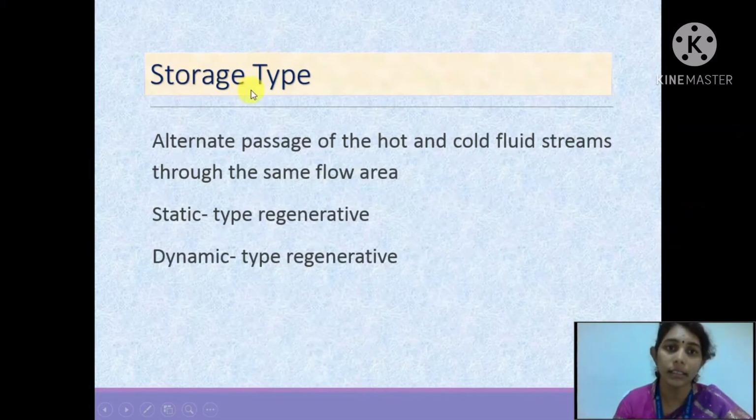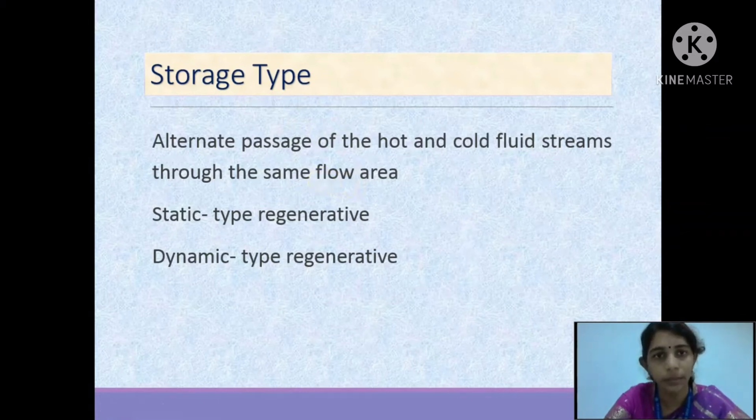The next is the storage type heat exchanger. In a storage type heat exchanger, there will be a porous matrix. Alternately, the fluid will be allowed to flow through the matrix. Initially, the hot fluid will flow through the matrix and then the cold fluid will flow through the matrix. When the hot fluid flows through the matrix, what happens? It will release the heat to the matrix. The matrix will retain the heat.